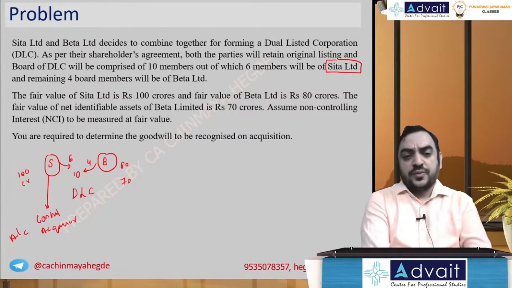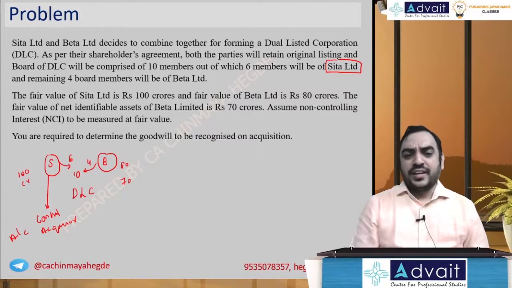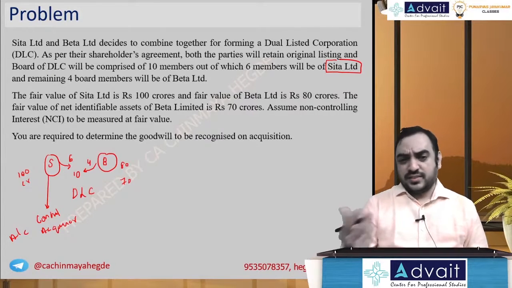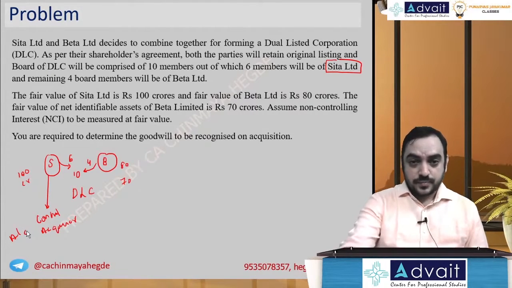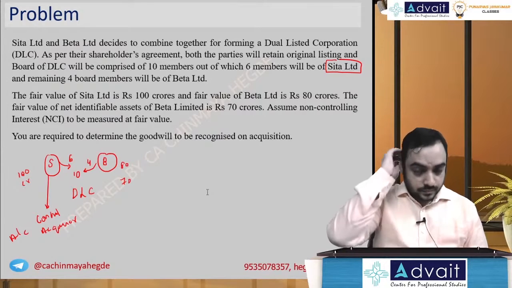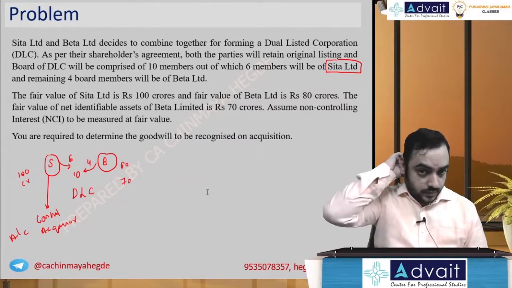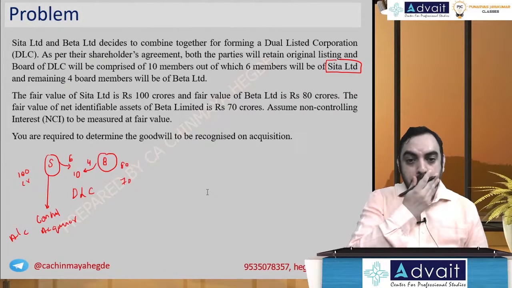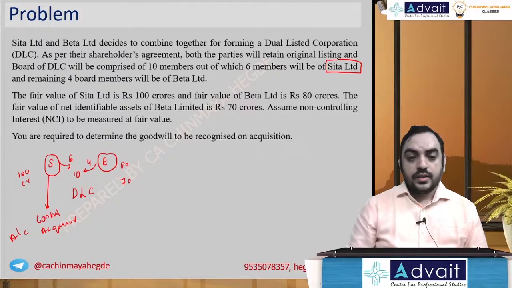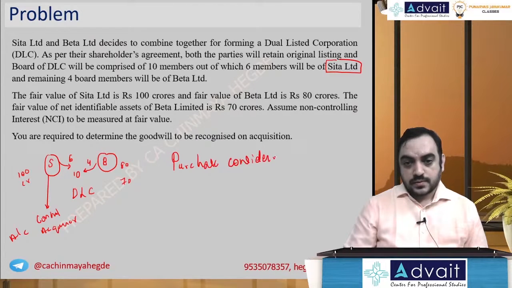Okay, accounting acquirer we have identified, and now, from the accounting acquirer's point of view, we have to calculate goodwill. Goodwill is just the difference between two things: whatever consideration paid, I will say purchase consideration, minus the fair value of net identifiable assets.